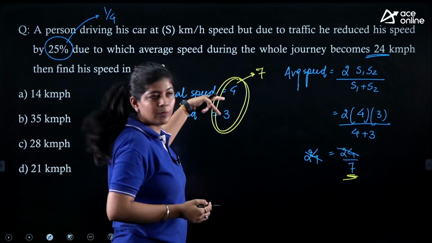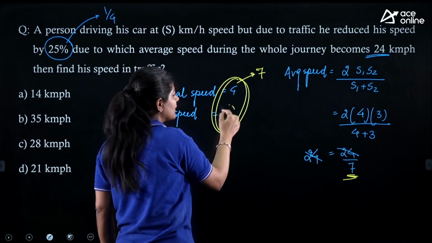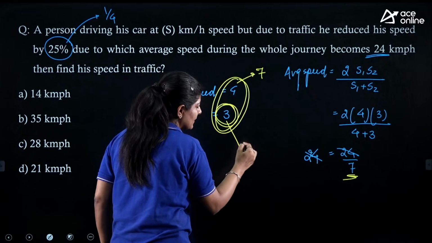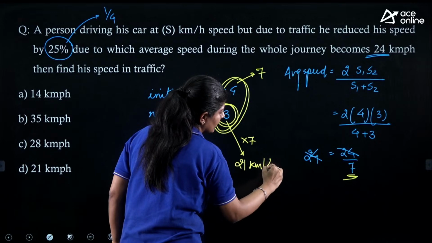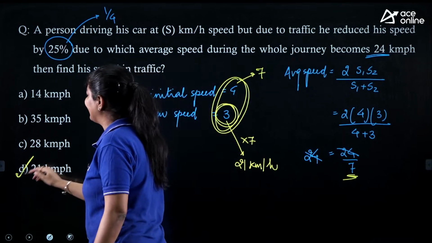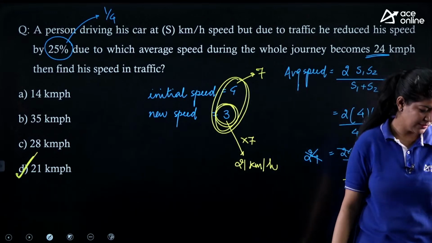Because this is the assumed one, not the actual value, and we need to find out his speed in the traffic. His speed in the traffic is this, that means 3 into 7, the speed that I got is 21 kilometers per hour. Option number D is the correct one.